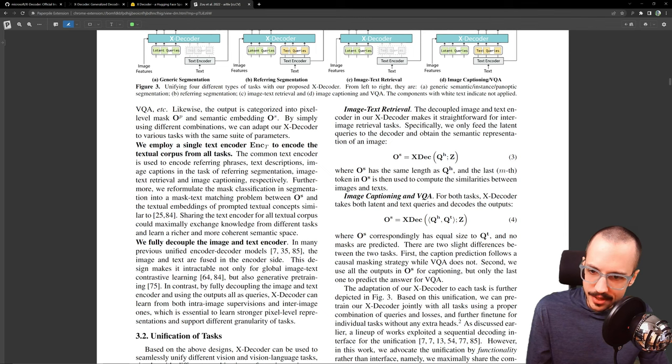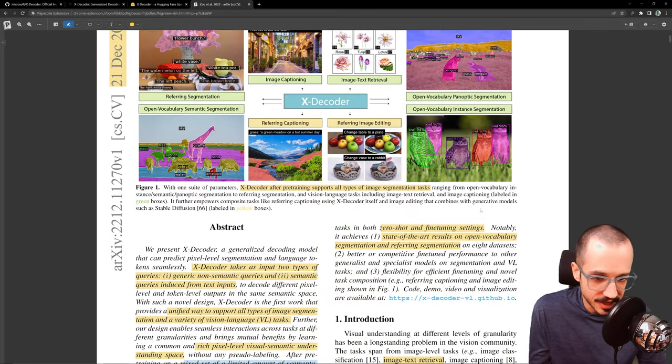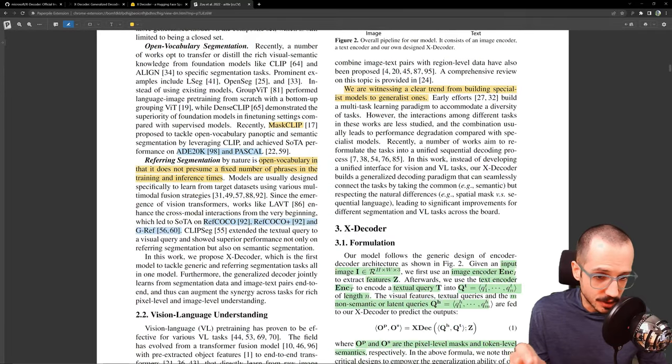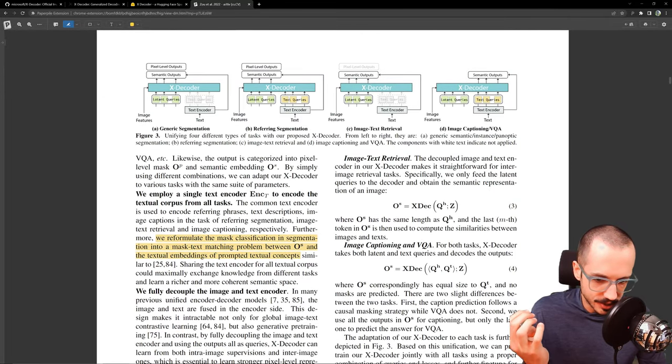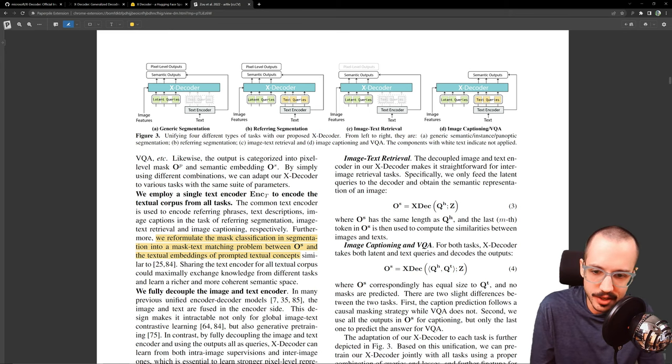We reformulate the mask segmentation into a mask text matching problem between O of S and the textual embeddings of prompted textual concepts. Yeah, so this is how they're doing the generic part: the segmentation is done independent of the categories. It just blobs together things. And then the actual decoder is looking at the text embeddings that it's received, and it's saying, okay, what blobs within this image, or within this feature map, because the image is encoded, are most similar to this particular text embedding. So it's really just doing this one-to-one matching problem.